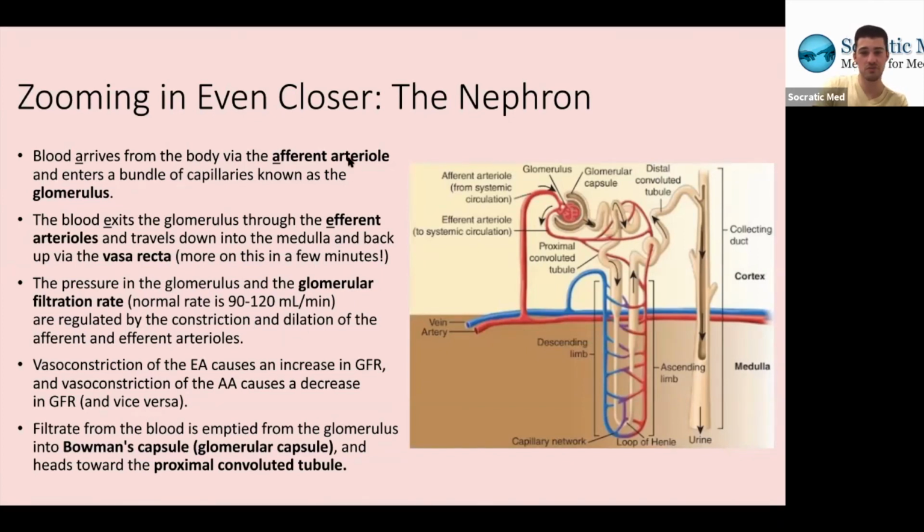So filtration rate just means the blood that enters the glomerulus. Vasa recta is over here, by the way. It's on the slide right over here, that second bullet point. Yeah, so glomerular filtration rate is the amount of blood that passes through the glomerulus that is filtered per minute. So about 90 to 120 milliliters of your blood is filtered in the glomeruli of your body per minute.